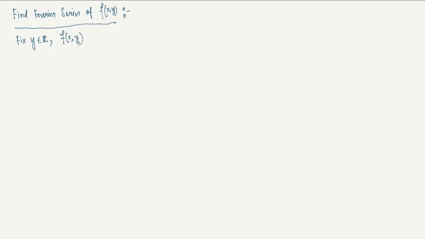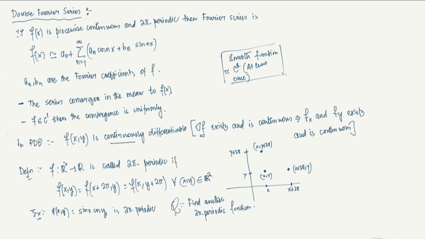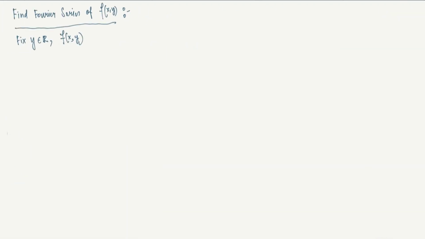Once we fix y, then f is just a function of x. Yes, and of course, since f of x,y, we are going to assume that this is continuously differentiable. So f of x,y is 2 pi periodic and continuously differentiable, C1. Okay, so if we fix a y, let's say that will be our phi y of x.